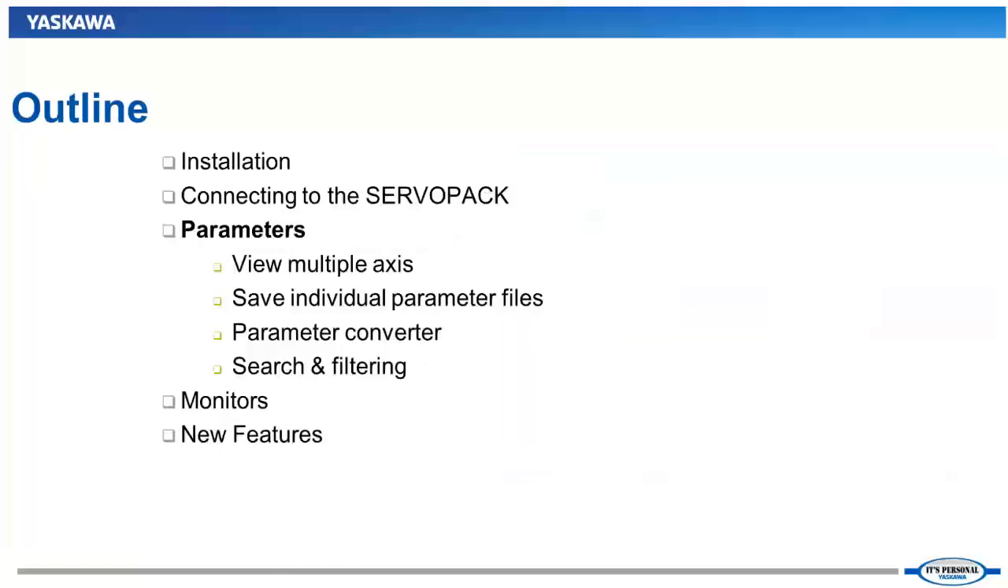Next we'll go into the parameters, how to view multiple axes, their parameters at the same time, save individual parameter files. As we mentioned before, you can save an entire project, but there also is a way to export individual parameter files, a new parameter converter feature, as well as searching and filtering of the parameters.